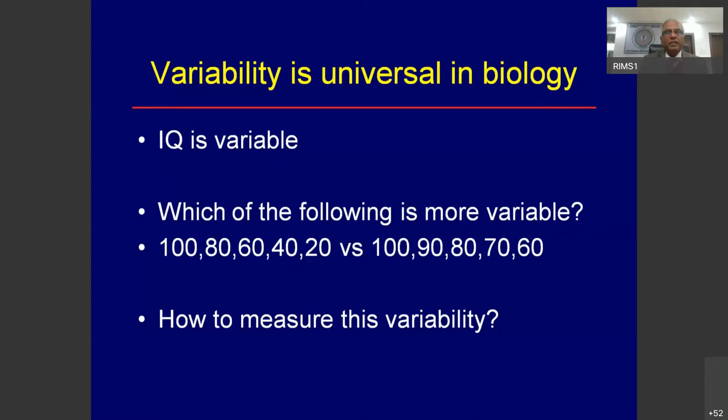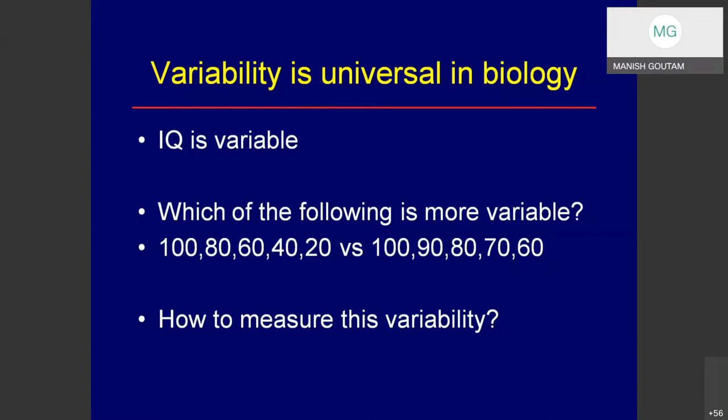So my question is, suppose these are height in centimeter of children, and they are from two different wards. In ward one, five children whose height was taken came out to be 100 centimeter, 80 centimeter, 60 centimeter, 40 centimeter, and 20 centimeter. Versus 100 centimeter, 90 centimeter, 80 centimeter, 70 and 60 centimeter. The question is, which is more variable, the first one or the last one? The first one. Sir, the first one. Right. The first one is more variable.